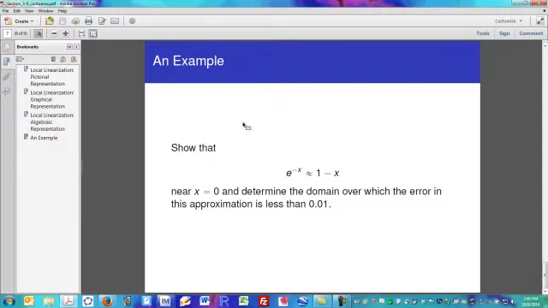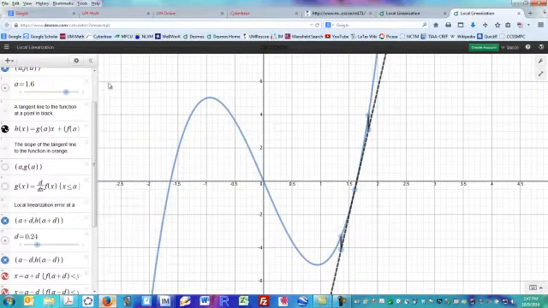Well, let's do a quick example. We want to show that e to the negative x is approximately equal to this linear function, 1 minus x, near the value 0, and determine the domain over which the error in this approximation is less than 0.01. Okay, so we have to figure out how far out that approximation works in terms of keeping the error less than 0.01. So a quick picture on Desmos might help. So let's go there first.